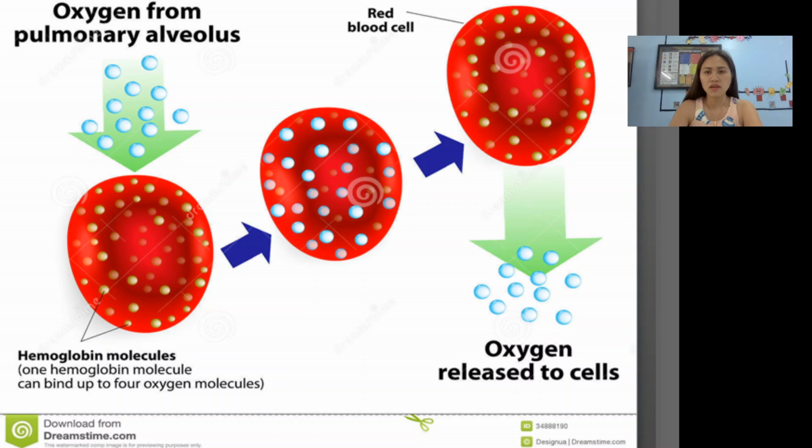Of course, this picture depicts the process in which the oxygen is coming from the pulmonary alveolus of the lungs, and then they will attach to our hemoglobin molecule. One hemoglobin molecule is capable of binding 4 oxygen molecules. Okay, and then of course that will be transported and delivered to the cells where oxygen is released.